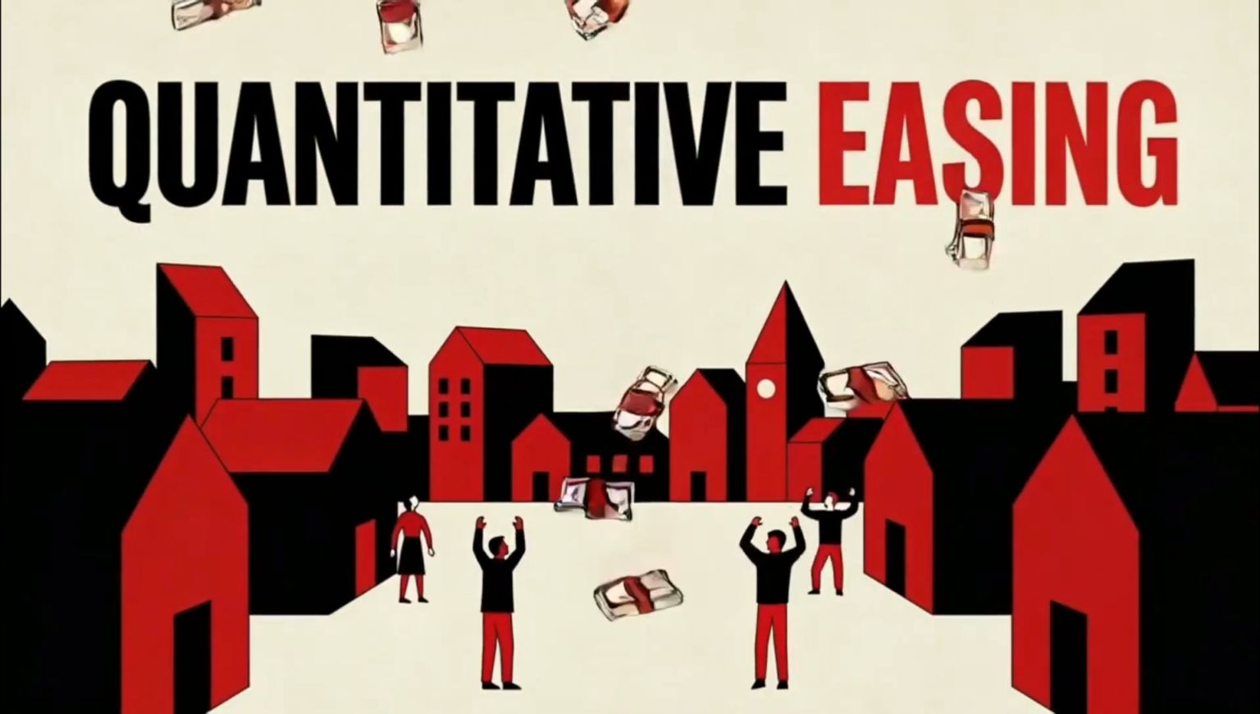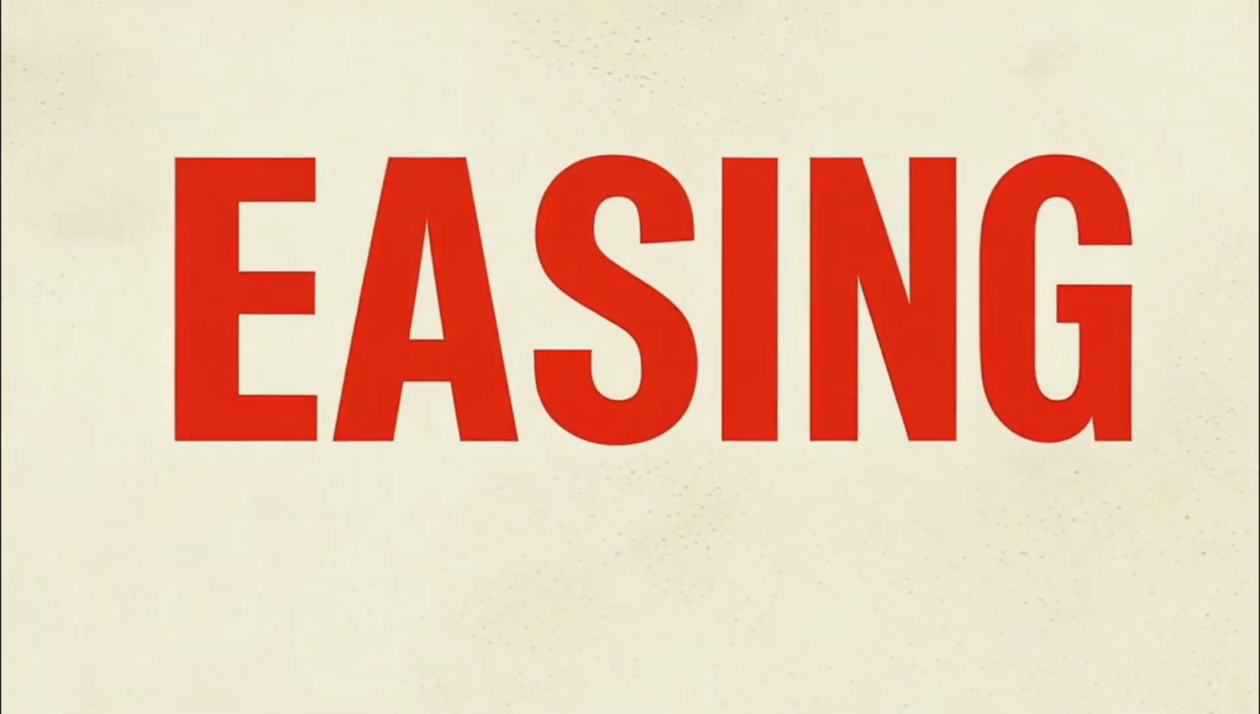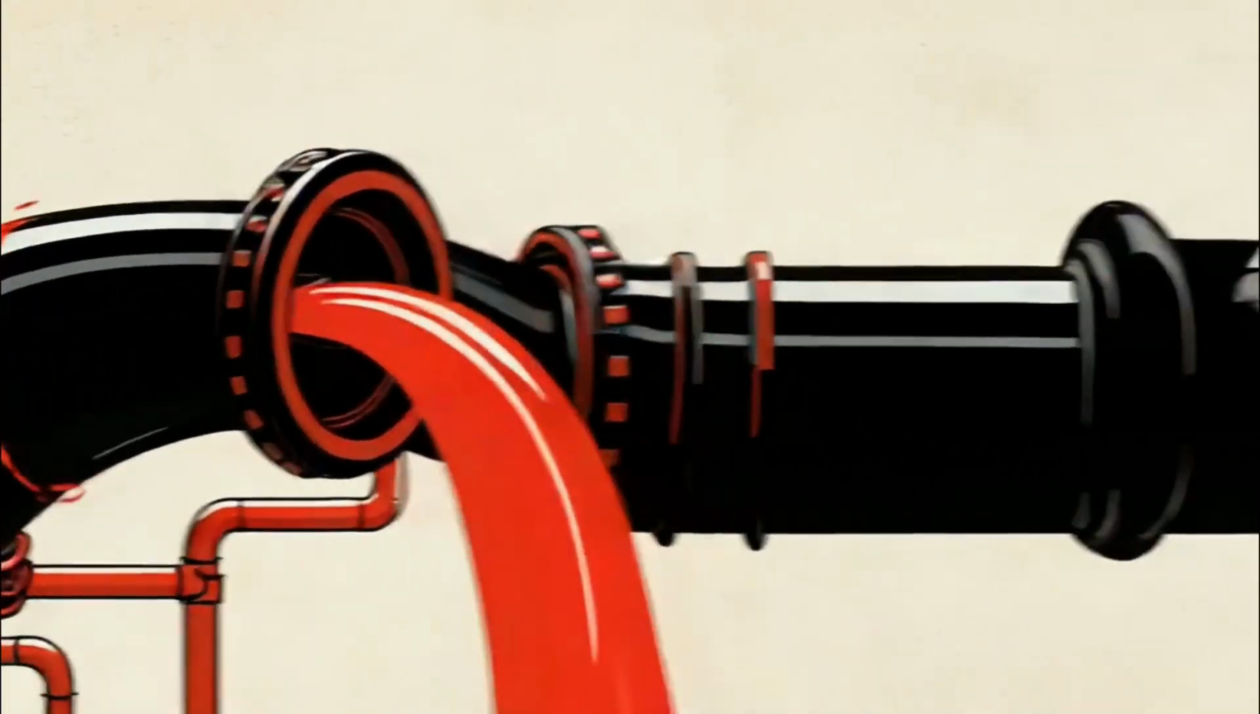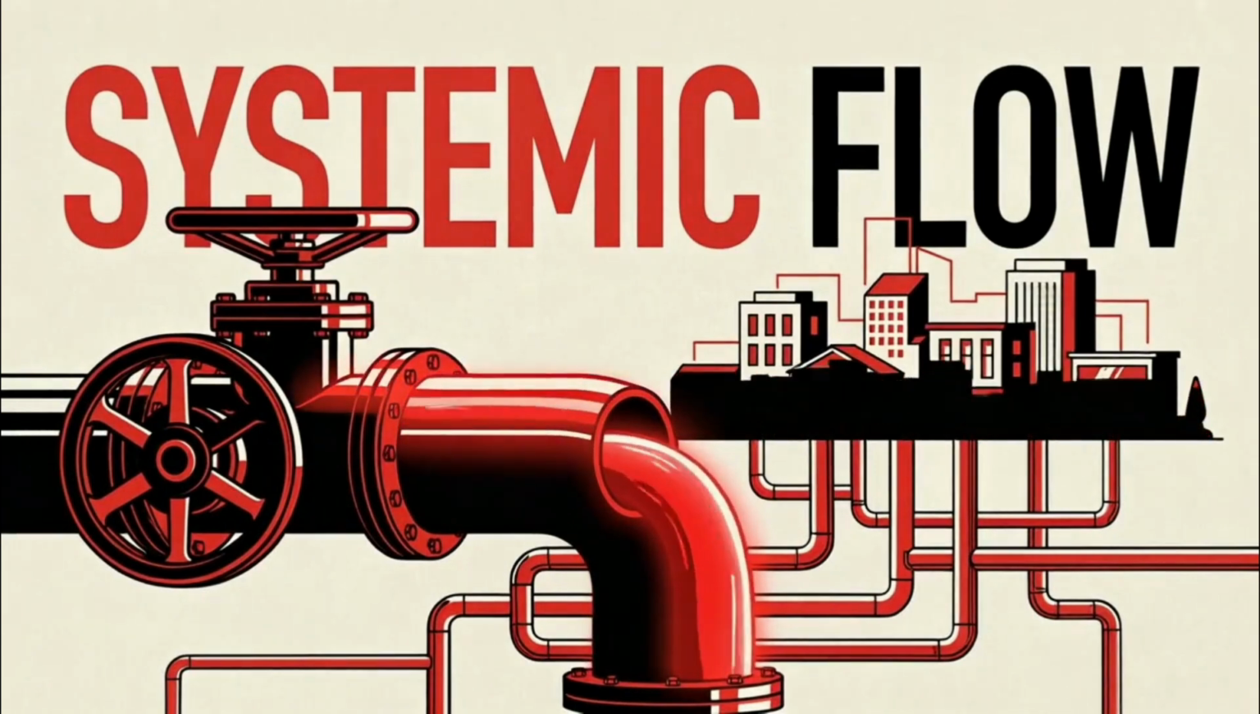Here's a simple analogy. Money printing is like giving cash directly to everyone in a town. QE is like pouring water into the town's main pipes and hoping it flows through the system.